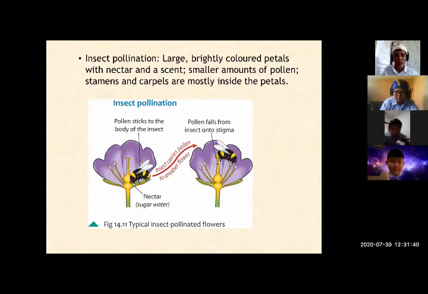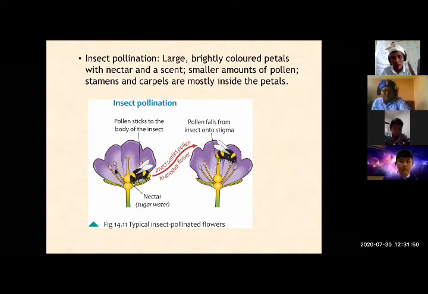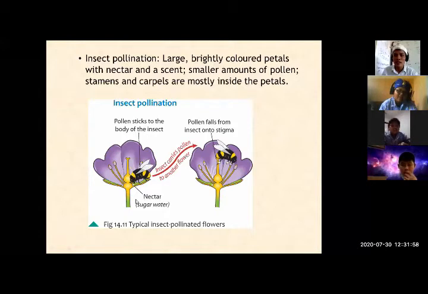Okay, and now look at this. This is insect pollination. Look at the picture. Imagine the situation. It's like this. So there are two flowers, and then there is an insect. Let's say it is a bee. There's a bee, and this bee will go to this flower and then the pollen grain sticks to the body of the insect.